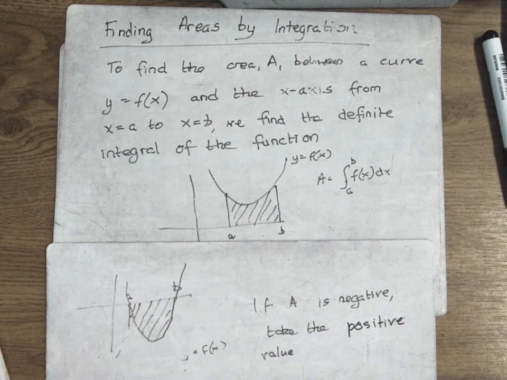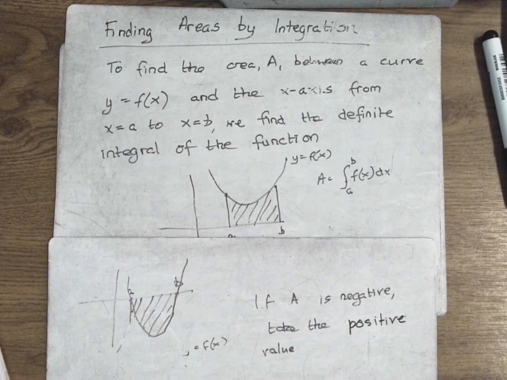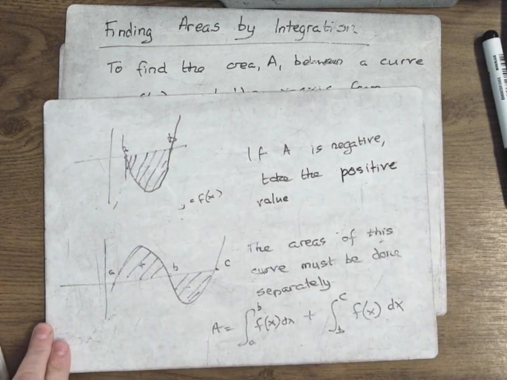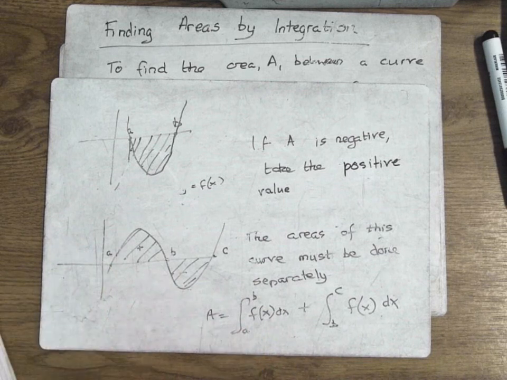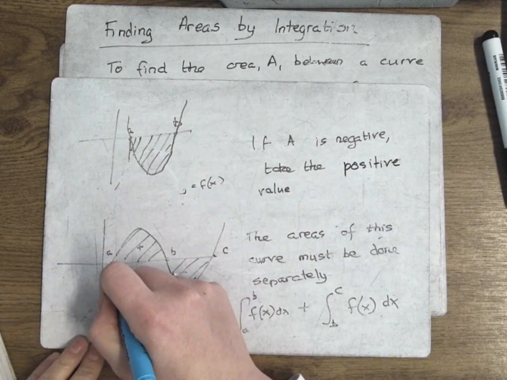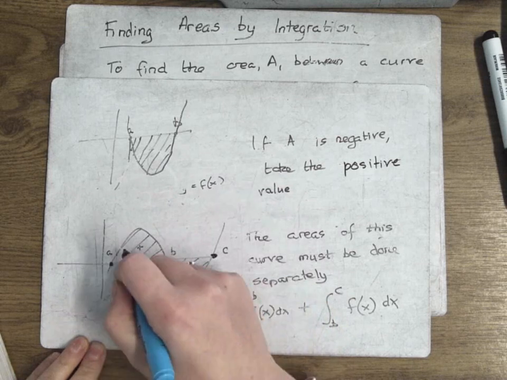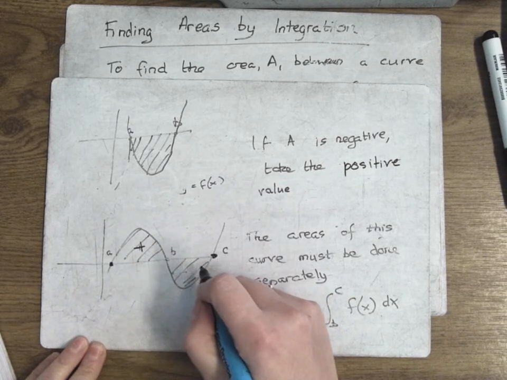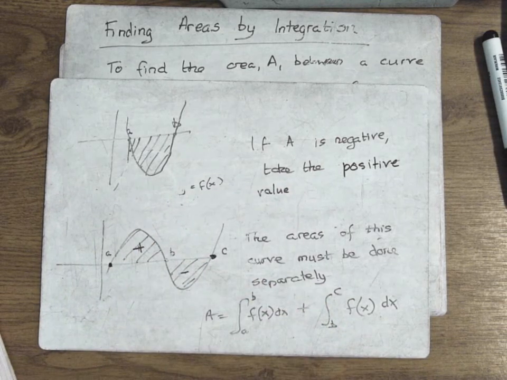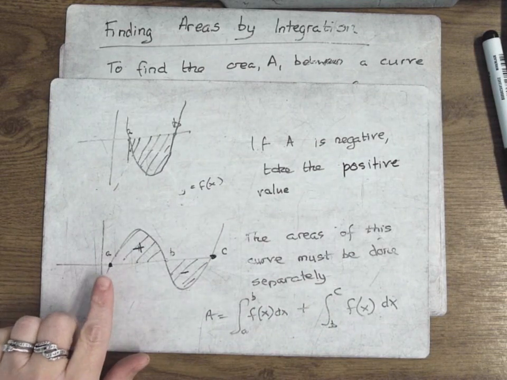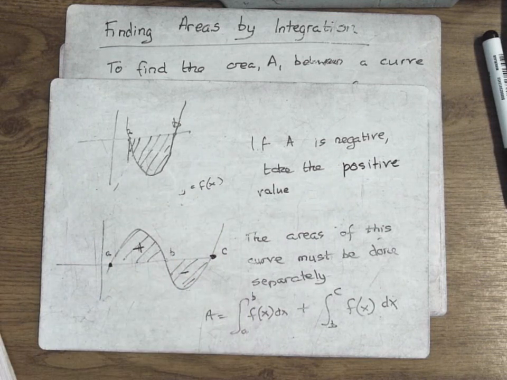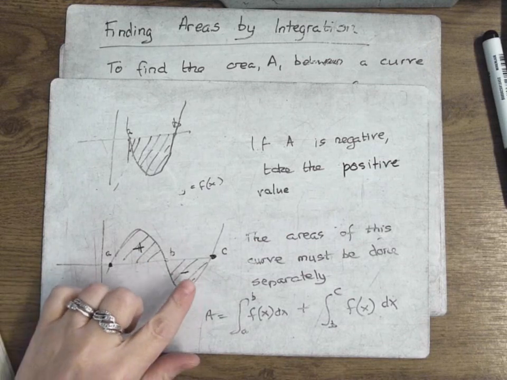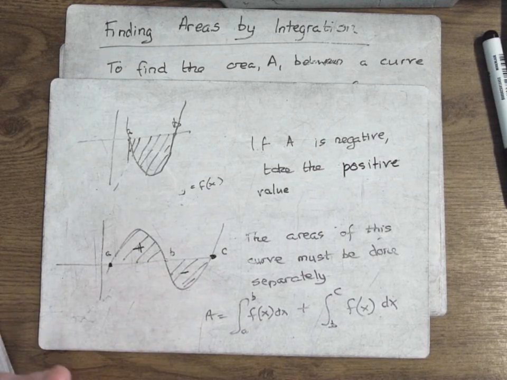Right, and one more scenario that comes up. If you were asked to find the area between the curve and the x-axis of this curve, between A and C, basically the bit above the x-axis would turn out to be positive and the bit below the x-axis would turn out to be negative. If you did that all in one go, the integral of f of x between A and C, you get the wrong answer because this is a plus and this is a minus and they'll cancel each other out. Do you know what I mean?